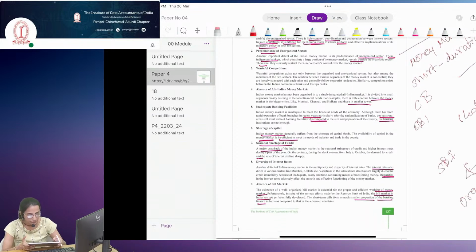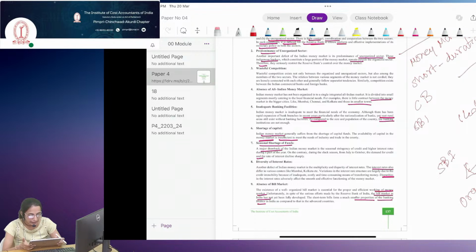Next is inadequate banking facilities. See, for the money market which we have for short-term financial needs of investing in short-term liquid instruments, the banking facilities available are less, and literally in rural areas or certain areas of India, these banking facilities are not at all available. That's why the money market in India is not growing that much.